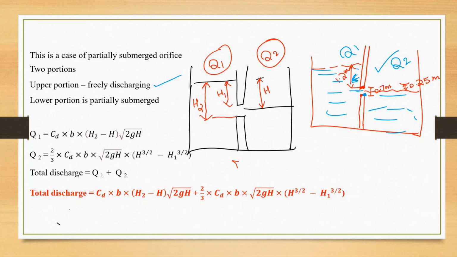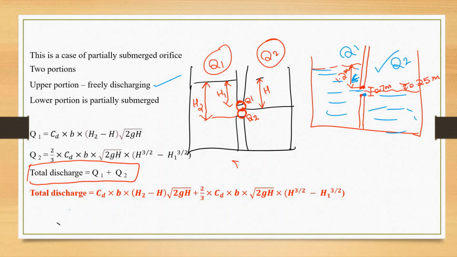So these are the discharges when we consider the orifice as upper and lower portions. The upper portion of the orifice will have a discharge of Q1, and the lower portion of the orifice will have a discharge Q2. So total discharge is equal to Q1 plus Q2, or we can write total discharge as Cd B into (H2 minus H) root 2gH plus 2 by 3 Cd B into root 2g into (H raised to 3 by 2 minus H1 raised to 3 by 2).